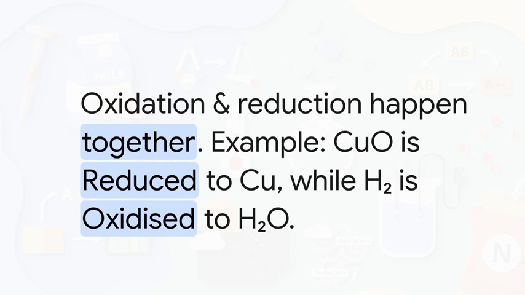Look at this example. The copper oxide, CuO, loses its oxygen to become just copper. That's reduction. And where does that oxygen go? The hydrogen, H2, gains it to become water. That's oxidation. It's a perfect transfer.